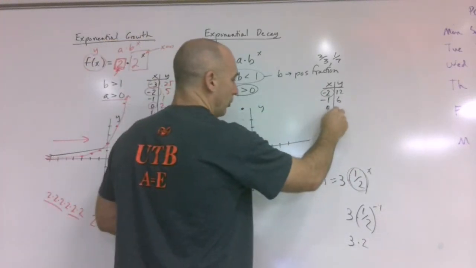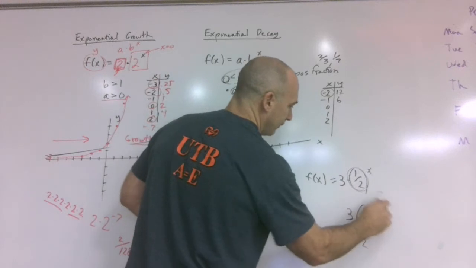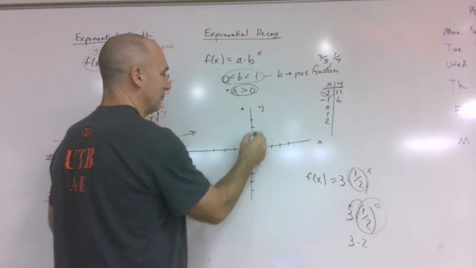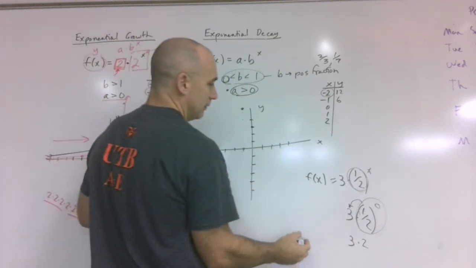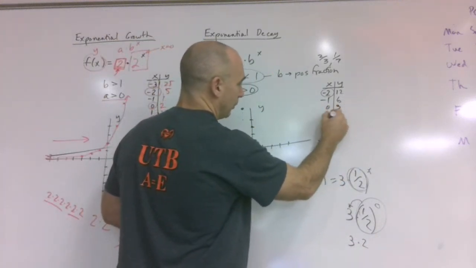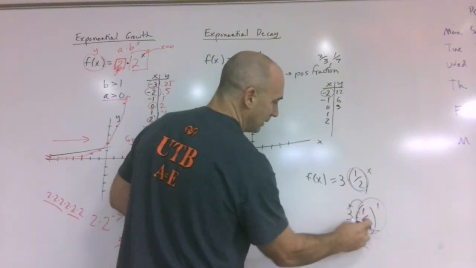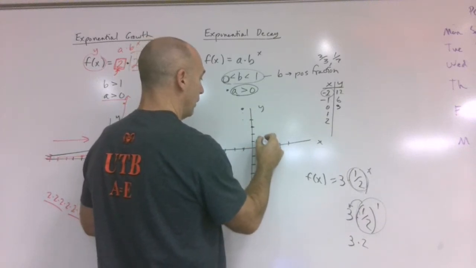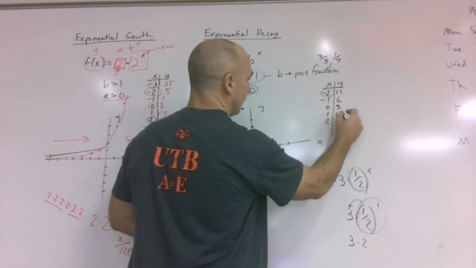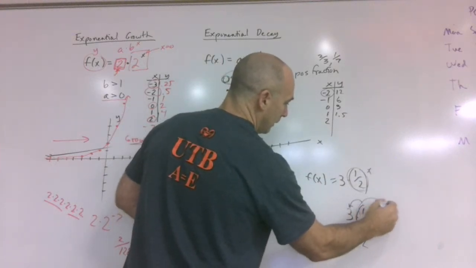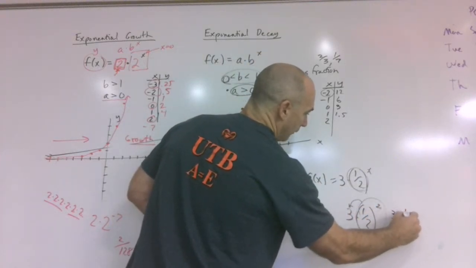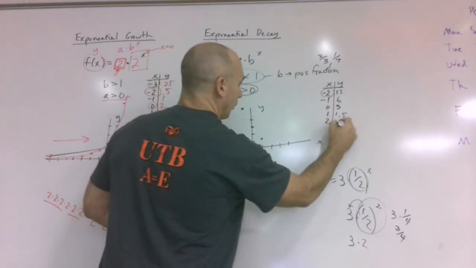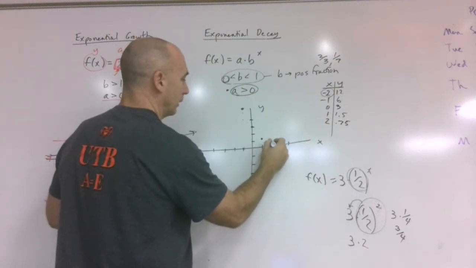And then 0, remember, if I put a 0 in there, that just makes this 1, and my answer will always be the a, so that'd be 0, 3. And if we keep going, put the 1 in, well now 3 times 1/2 is just 1.5. So it'd be 1, 1.5. And then the last one, put a 2 in there, would be 3 times 1/4, which would be 3/4. And so I go all the way over to 2, and I go up 0.75.